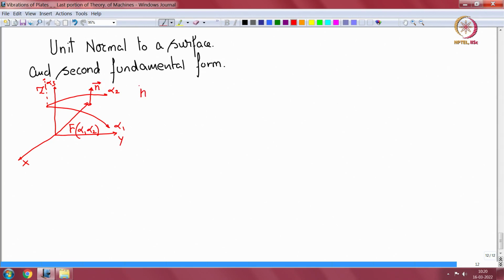So that local unit normal n of alpha 1 comma alpha 2 is del R del alpha 1, which is tangential here, sits on the surface, crossed with del R del alpha 2, which is tangential to the surface in the alpha 2 direction, cross product of that divided by the magnitude of the same thing.